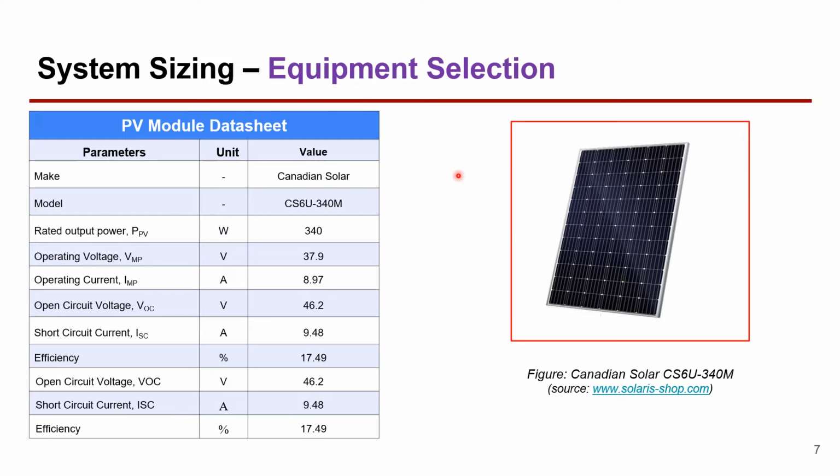In that, we first started with equipment selection. The PV module selected is Canadian Solar CS6U340M based on previous references of megawatt scale power plants in Canada. This is a 340 watt PV module. It has better efficiency in its range, which is 17.49%. The operating voltage is 37.9 volts and the optimal operating current is 8.97 amps.